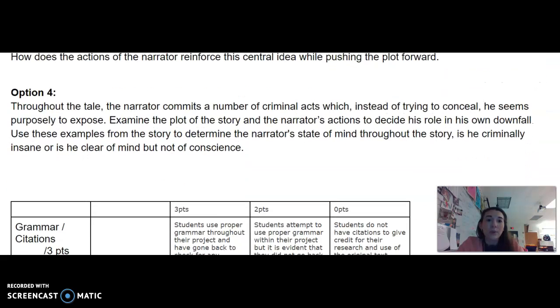Option 4. Throughout the tale, the narrator commits a number of criminal acts which, instead of trying to conceal, he seems purposely to expose. Examine the plot of the story and the narrator's actions to decide his role in his own downfall. Use these examples from the story to determine the narrator's state of mind throughout the story. Is he criminally insane, or is he clear of mind but not of conscience?